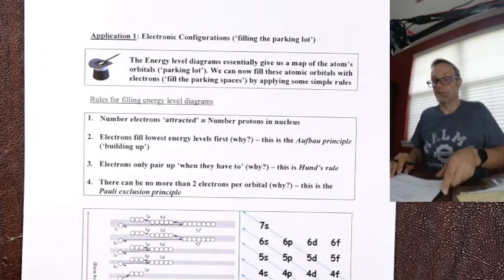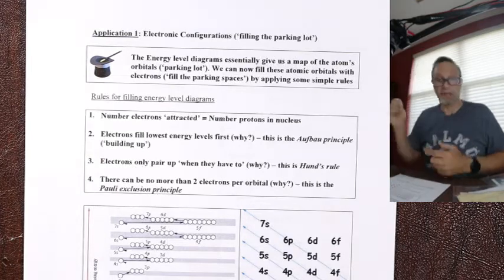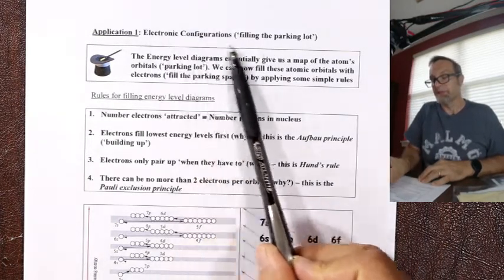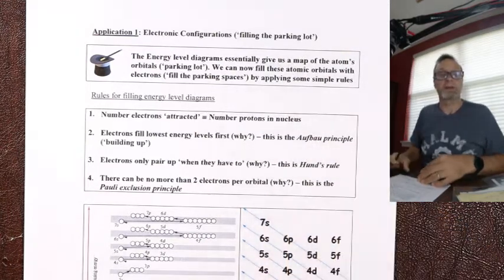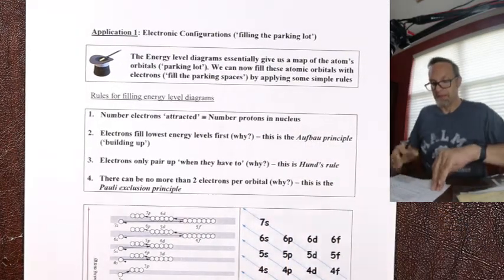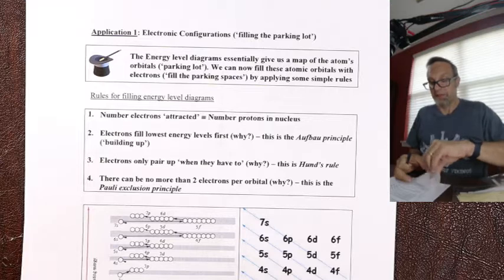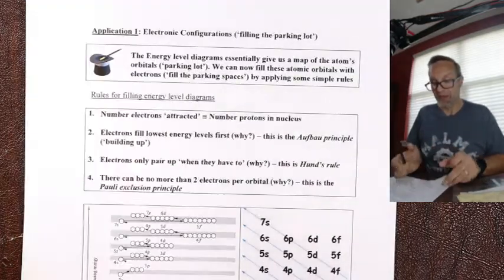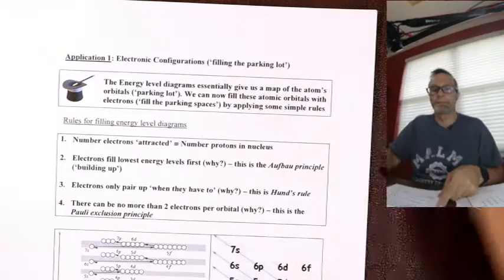Application 1 is just using the map now to write and fill out electronic configurations, right? So electronic configurations, filling the so-called parking lot. That's how we write an electronic configuration. I'm actually going to pause here just for a second because I'm running out of time. Okay, I'll come back in a second.